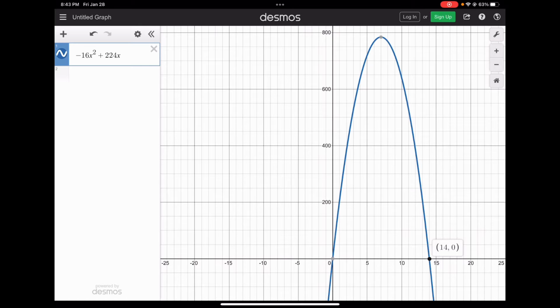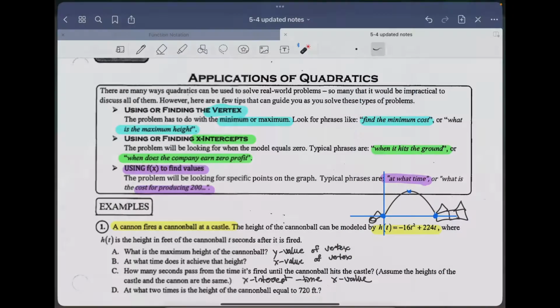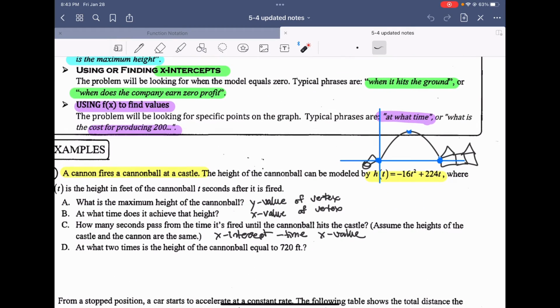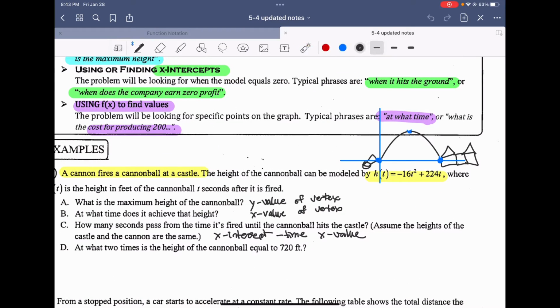So if I go back to my notes, sorry, I'm going back and forth here. Let's see. That is my x-intercept. So right here, my x-intercept is 14, 0. That means at time 14 seconds, the cannonball has hit the ground, or it's hit the castle in this scenario. It's hit the same level that it started at, where the cannon was.